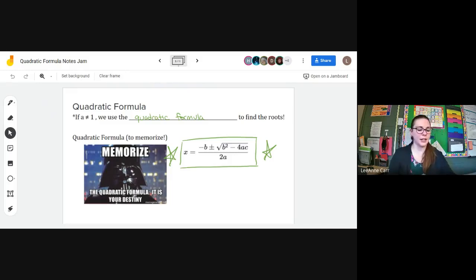X is equal to negative b plus or minus, there's that plus or minus sign, the square root of b squared minus 4ac, that's all under the square root, all divided by 2a.